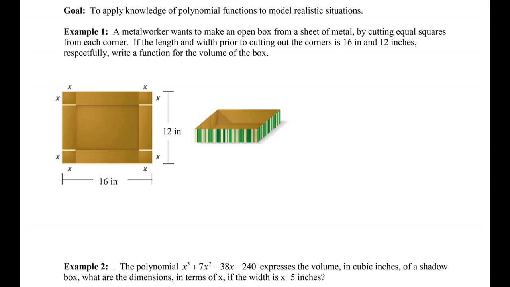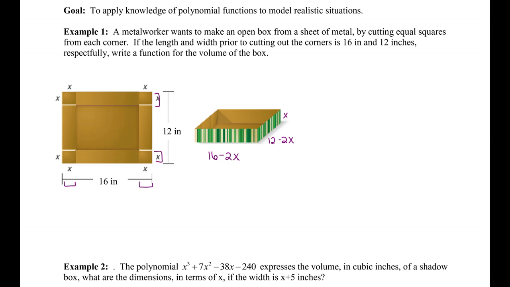Right, so first we need to think about the fact that we're taking off x inches from each side. So I'm subtracting 2x. So I know that one length would be 16 minus the 2x that would be subtracted off when I folded up those corners. The same thing is going to happen on the other side. I'm taking off 2x from the 12 inches. So this becomes 12 minus 2x. And since you are folding up that length, the height of your box becomes x.